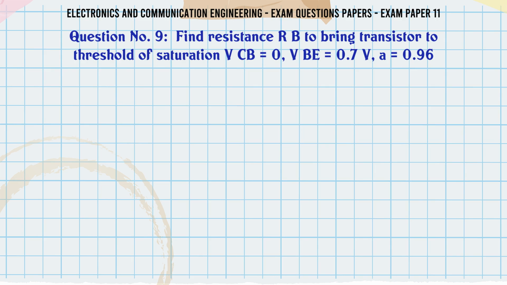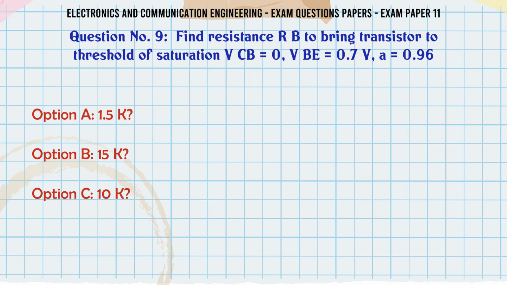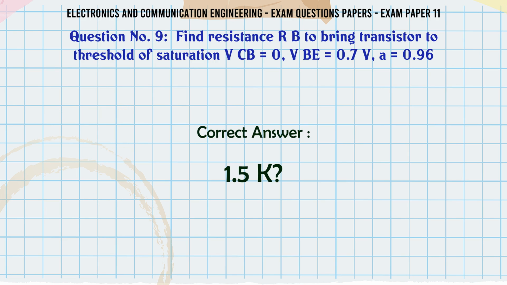Find resistance RB to bring the transistor to the threshold of saturation, VCB = 0, VB = 0.7, VA = 0.96. A 1.5 K, B 15 K, C 10 K, D 1 K. The correct answer is 1.5 K.